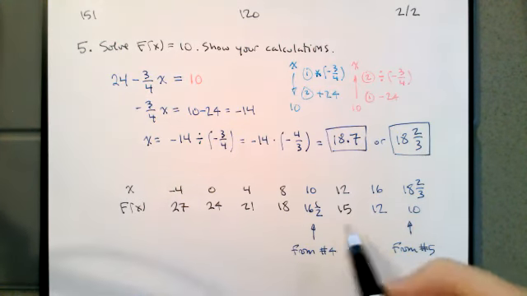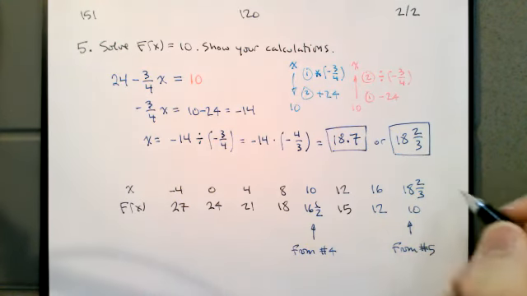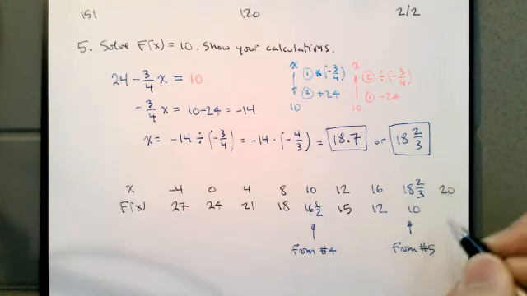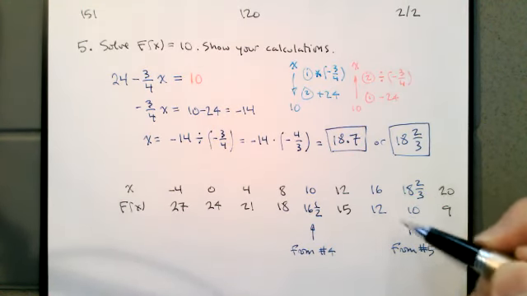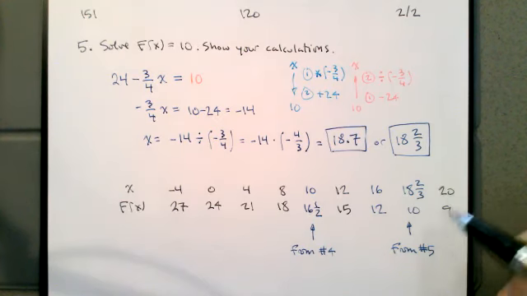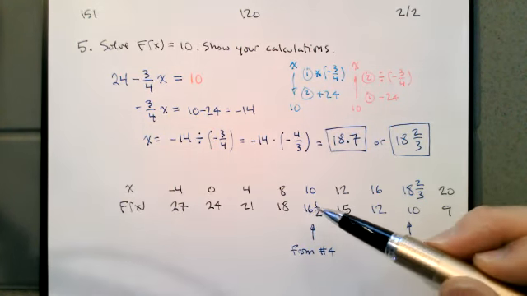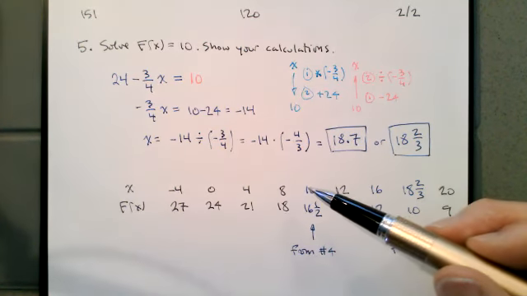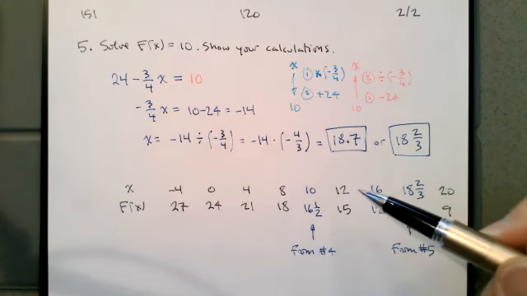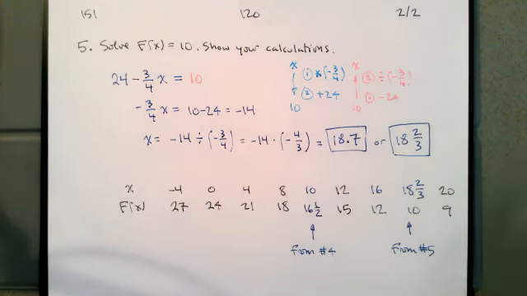Because if we continue the overall pattern, when x is 20, then we'll subtract 3 again and be at 9. So we can see that 18 and 2/3 between 16 and 20 gives us a 10, which is between 12 and 9. And the 16 and 1/2 is between 18 and 15. And the 10 is between the 8 and the 12.